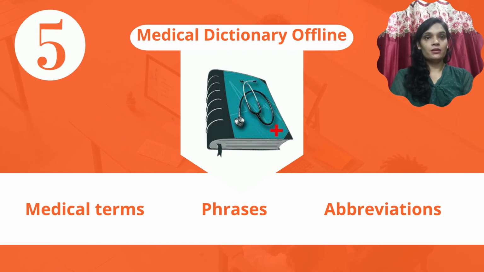The fifth app is Medical Dictionary Offline. With the help of this application, we can easily find complex medical terminology. The best part of this application is that we can use it offline. More than 4,000 medical terminologies, abbreviations and phrases are available in this application. I think by using this application, we can easily understand complex terminology.